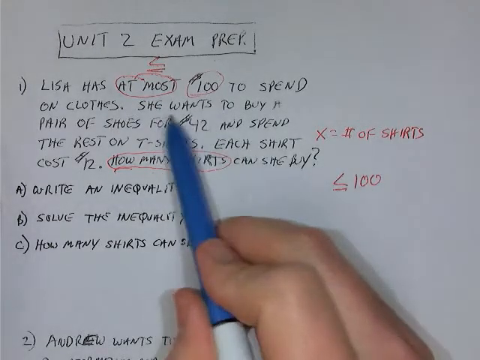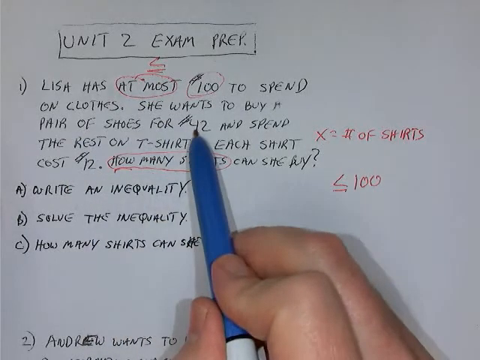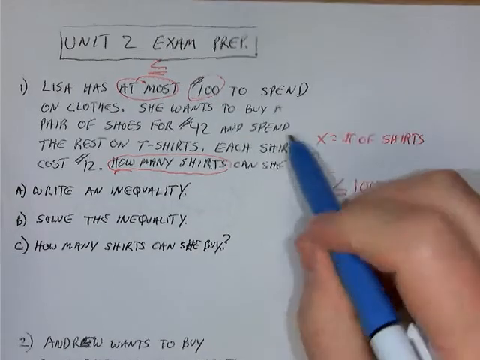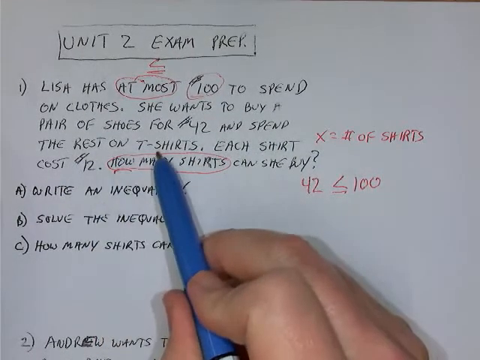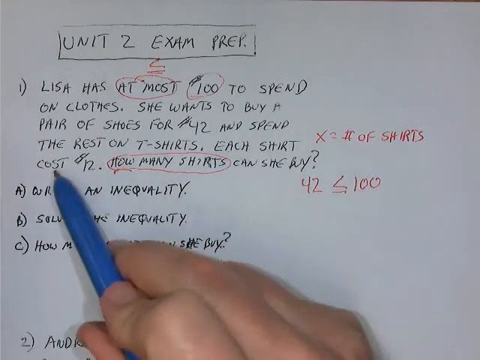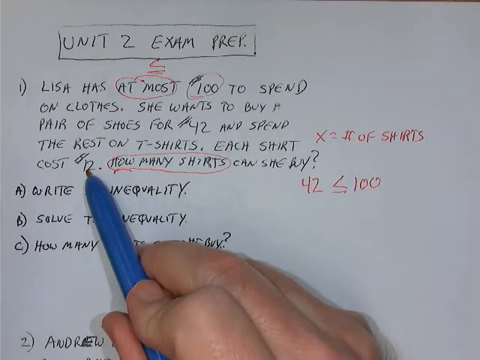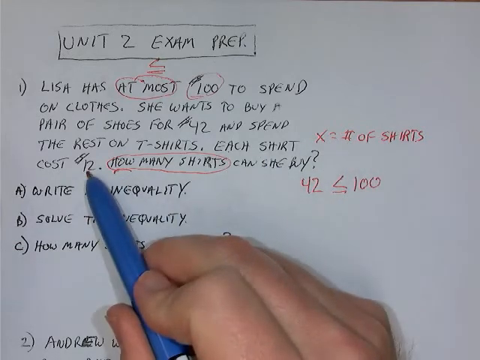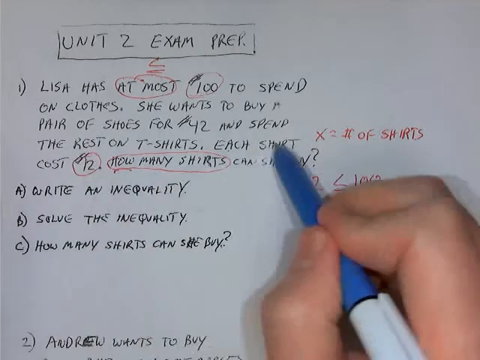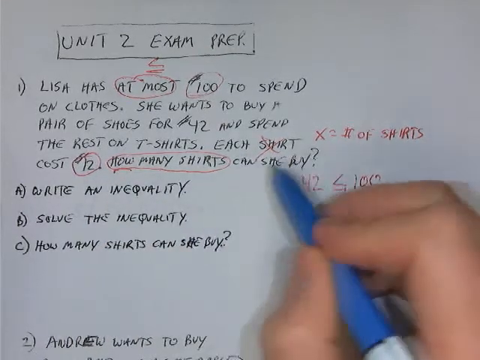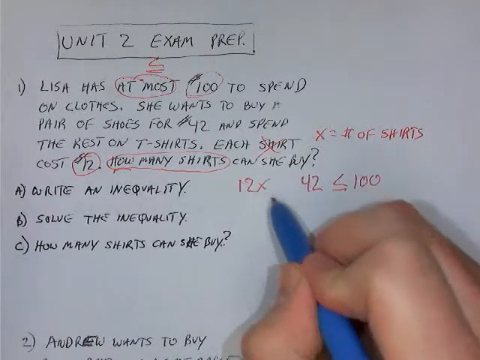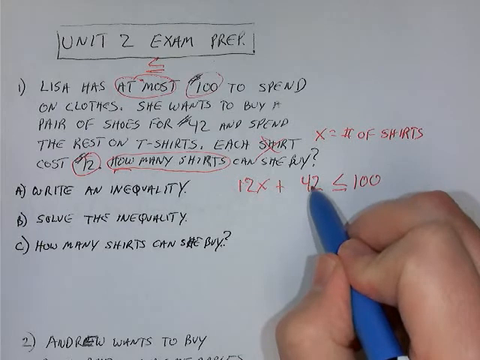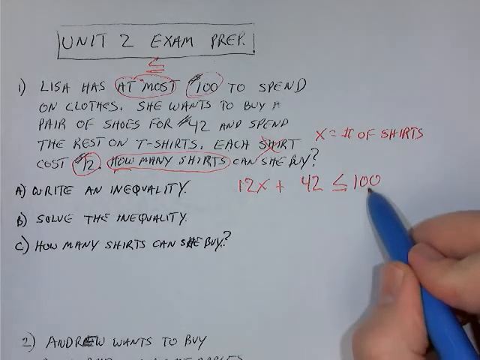It says she wants to buy a pair of shoes for $42. Okay, well, that's one thing she's going to have to spend money on, $42. And the rest on t-shirts. Now, each shirt costs $12. Okay, wait a minute. X is the number of shirts, and the cost is $12. So the number 12 goes with shirt. Shirt is X. So therefore we have 12X. So this and this, the $42, has to be less than or equal to $100.